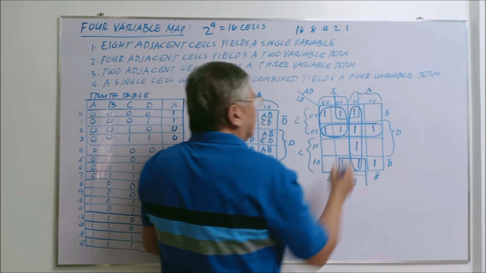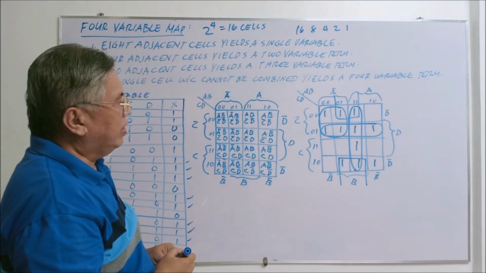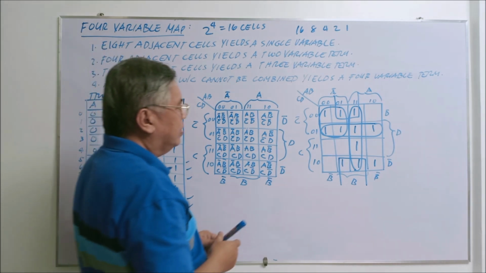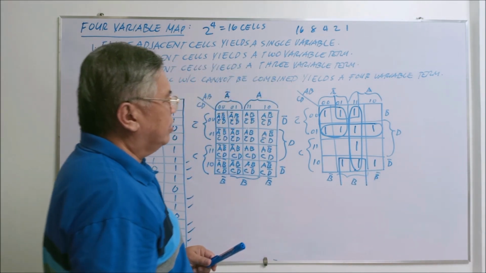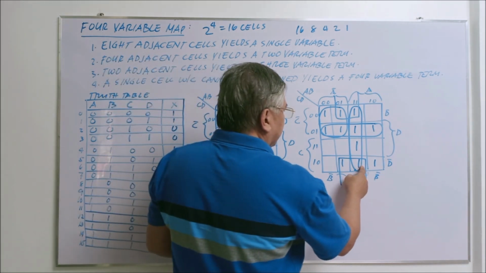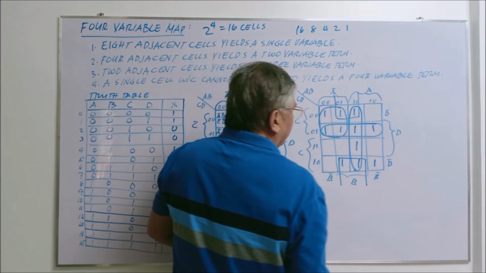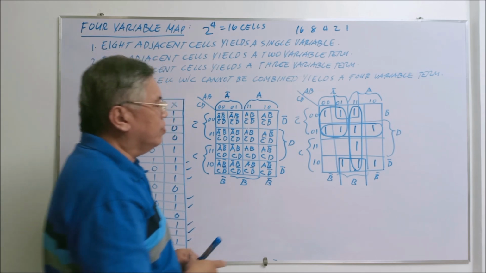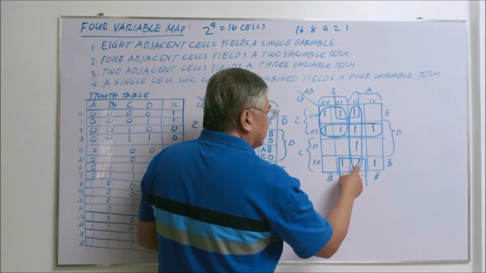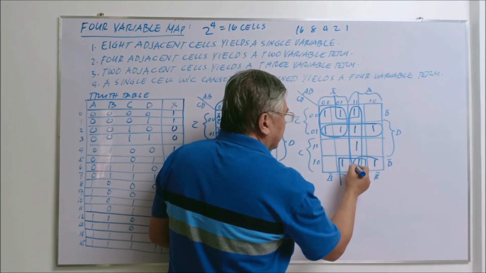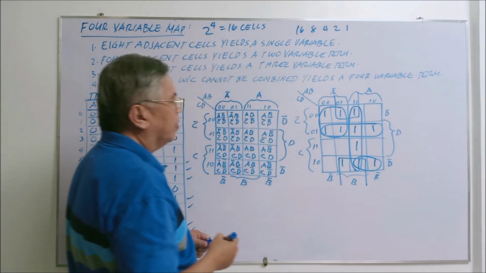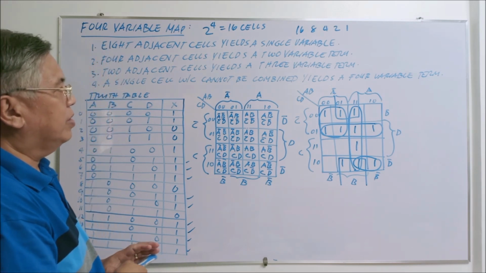Like that. Okay, and then this cell here, the remaining cell, is adjacent to the cell. So no more 4 adjacent cells, so we go to 2. This cell here is adjacent to this one, so we group them as one group. So that will be our grouping.